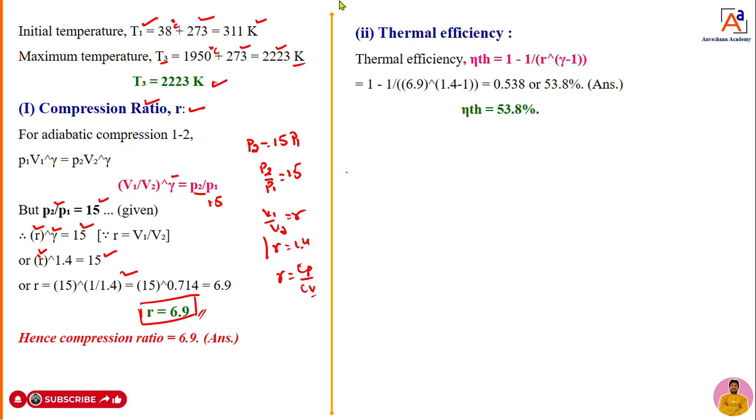Now I will move towards the next finding. The next finding is asking to calculate the thermal efficiency. To calculate the thermal efficiency, we derived an equation for the Otto cycle. What is that equation? Thermal efficiency for an Otto cycle is equal to 1 minus 1 divided by R to the power of gamma minus 1. Dear students, you can see here, what is R? That you already calculated, that is 6.9. Then gamma he has given in the problem itself. You have to substitute all values in this equation, then you will get the thermal efficiency. On simplification, you are going to get 0.538, multiply with 100, you are going to get 53.8%. 53.8% is the thermal efficiency of the Otto cycle.